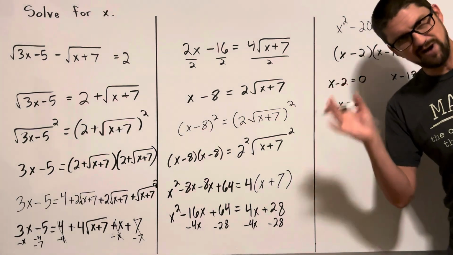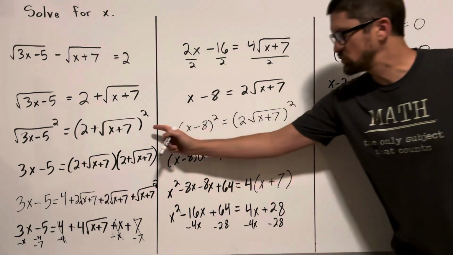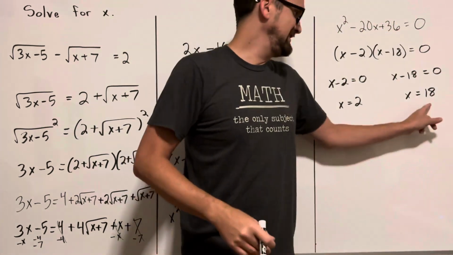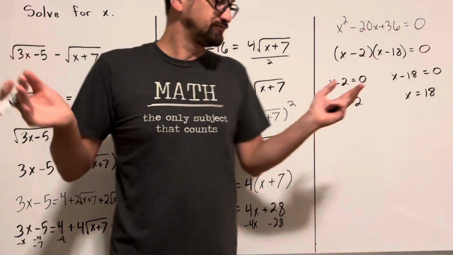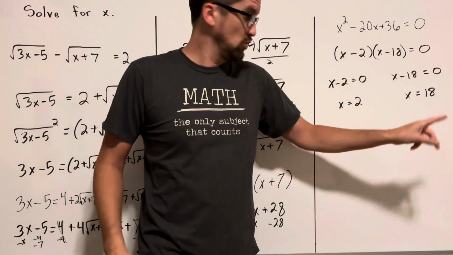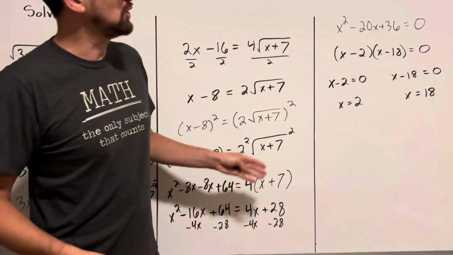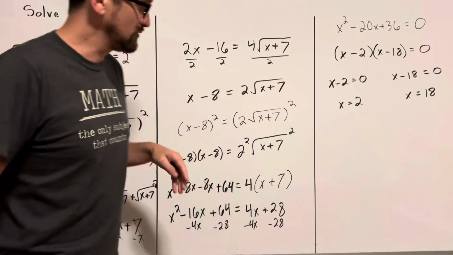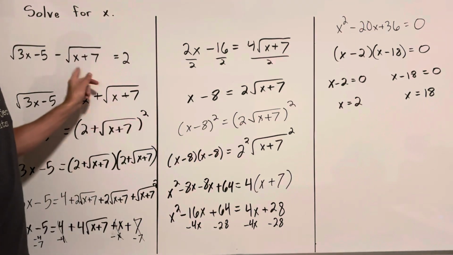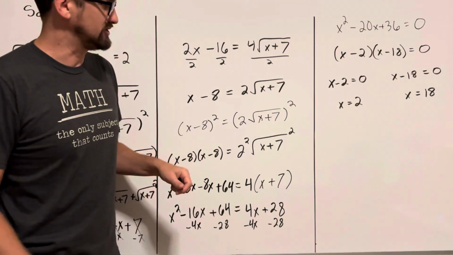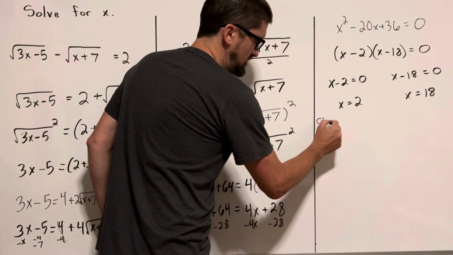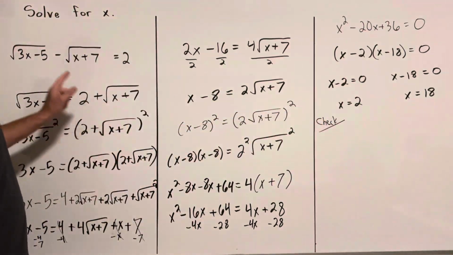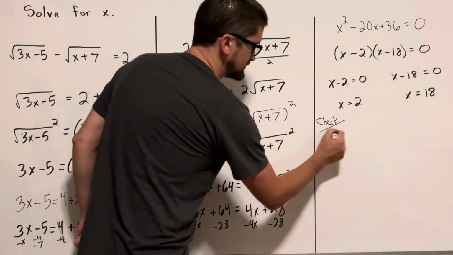Now this is solving a radical equation. The squaring step may introduce false solutions. So these may not be any good. Or they both might be good. Or one of them might be good and one of them might be bad. The only way to know for sure which one's good, or if both of them are good or both of them are bad, is to check them in the original equation. So I'm going to check each of them. Let's check the 2 first. Let's plug 2 into the original equation here.